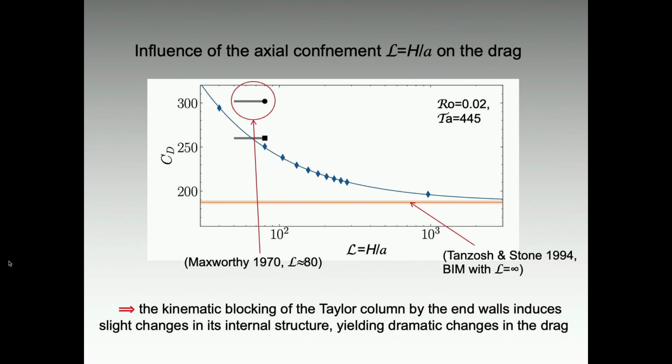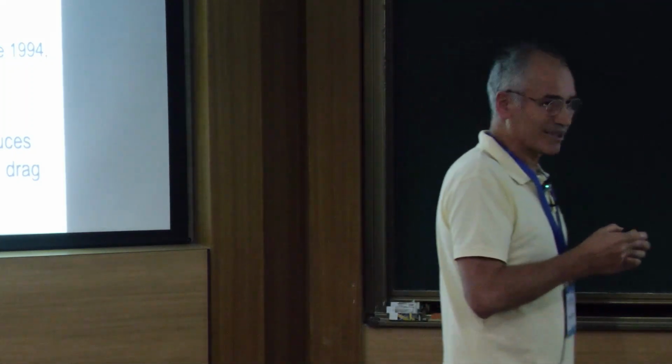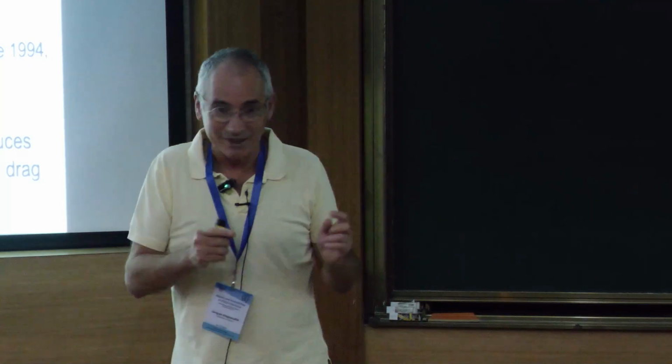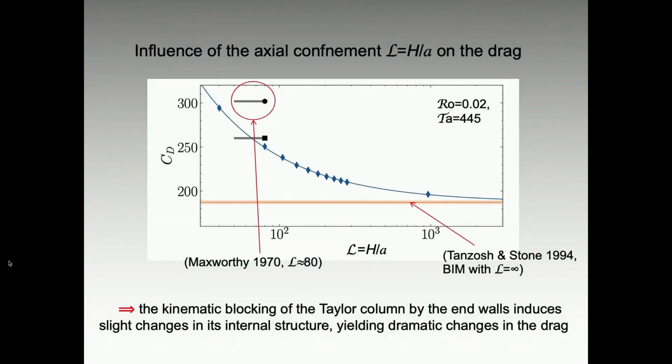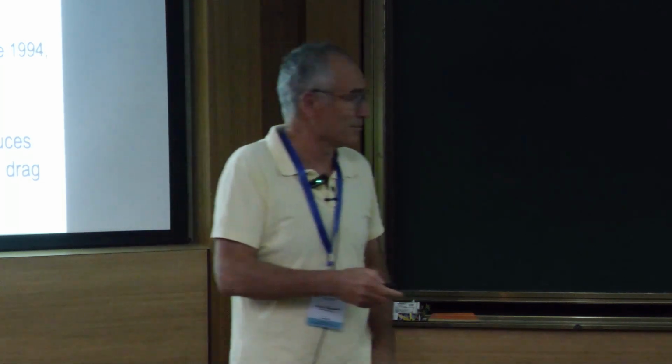Basically, although his cylinder was already quite tall, it was actually only 80 times taller than the sphere. And in order to recover a drag in agreement with Stewartson's prediction, Maxworthy would have to use a cylinder which needs to be 20 meters high. Can you imagine it?